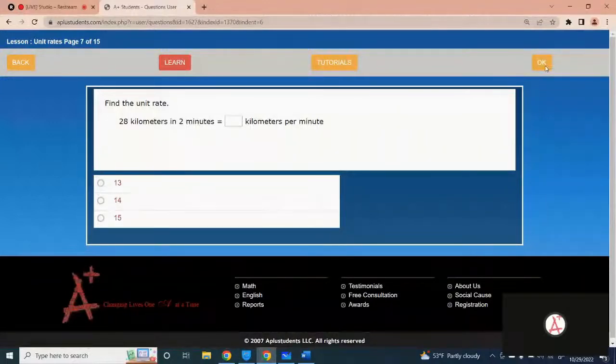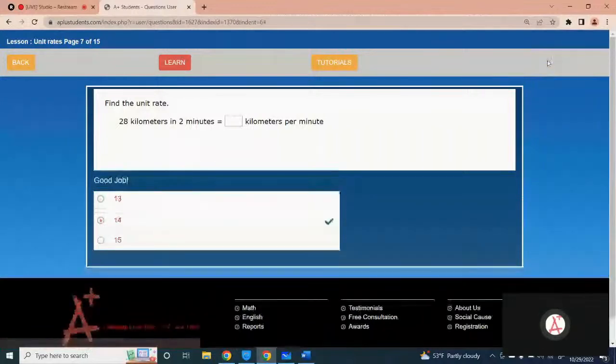Find the unit rate. 28 kilometers in 2 minutes. So how many kilometers in 1 minute? 28 divided by 2 is 14. Got it. So just select the correct option and then click on the OK button.